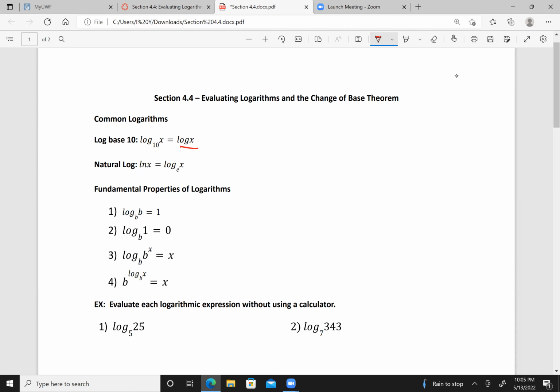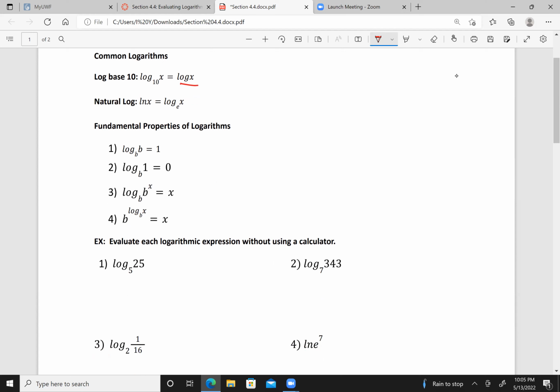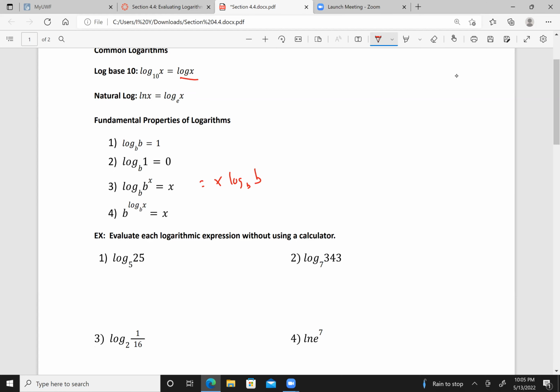So we have some fundamental properties. Some of these we've seen. We start with the log base b of b equals 1. The log base b of 1 equals 0. We saw that last section. Log base b of b to the x is x. And remember, this is simply x times the log base b of b, which is 1. Likewise, b to the log base b of x is also x.